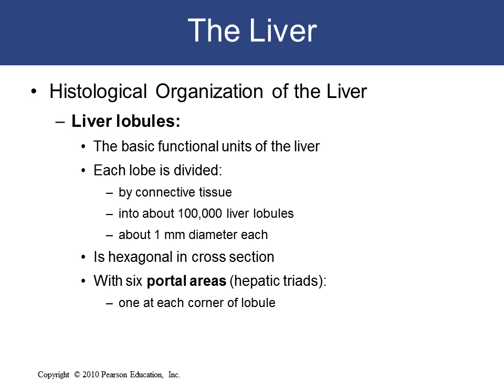The histological organization of the liver shows that there are lobules in the liver, which is the basic unit of the liver. Each lobe is divided by connective tissue into about 100,000 liver lobules, which are about 1 millimeter in diameter each. And they are hexagonal in cross section and they have 6 portal areas called hepatic triads, one at each corner of the lobule.